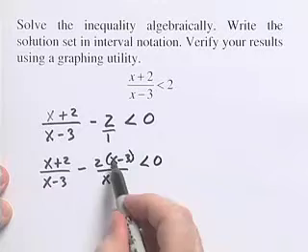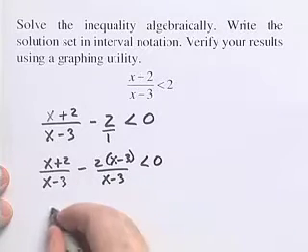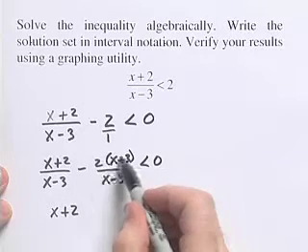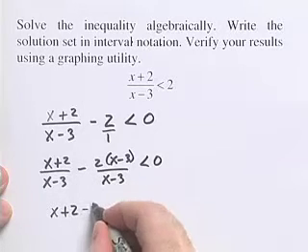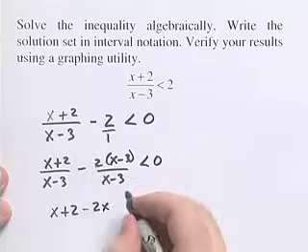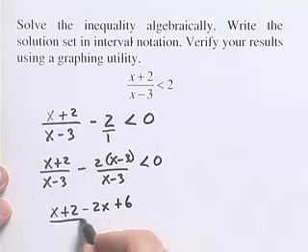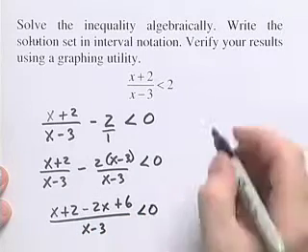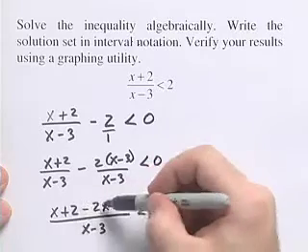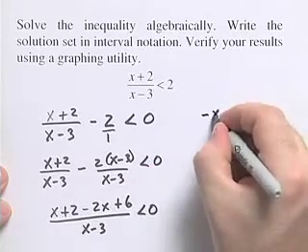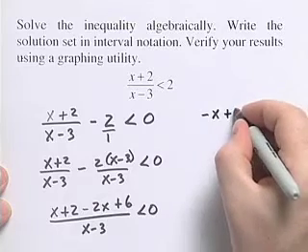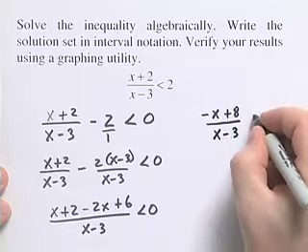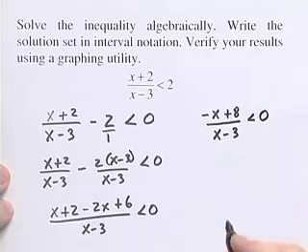Since we have our common denominator, we can combine our numerators. We'll have x plus 2. We're going to do a couple of things here. We're going to distribute our negative and also the 2 at the same time. So we're going to have minus 2x, then negative 2 times negative 3 gives us plus 6 over x minus 3, and that's going to be less than 0. We want to clean this up. x minus 2x gives us a negative x. 2 plus 6 is plus 8. That's divided by x minus 3, and we want that to be less than 0.